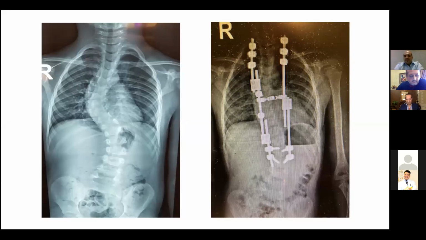But to me, 50 degrees is a cutoff to go for surgery, because this is a progressive 50. It's a huge curve at this age, in an immature patient. So I think this is the indication for the surgery.